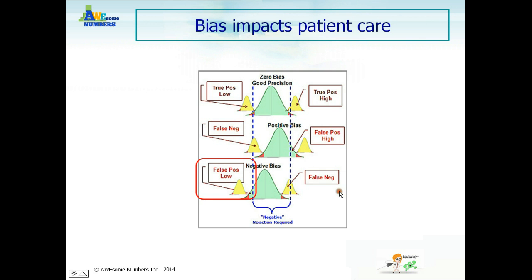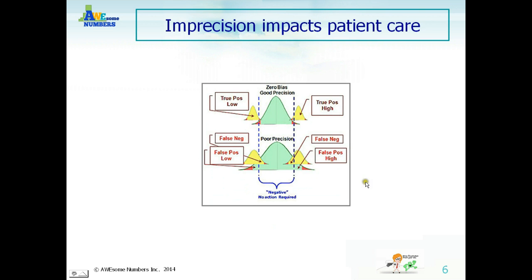A similar but opposite thing happens in the presence of negative bias. You'll see false negatives at the high end and false positives at the low end. People who are considered negative when they're actually not normal.